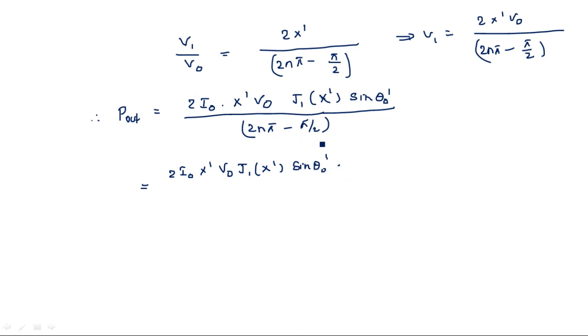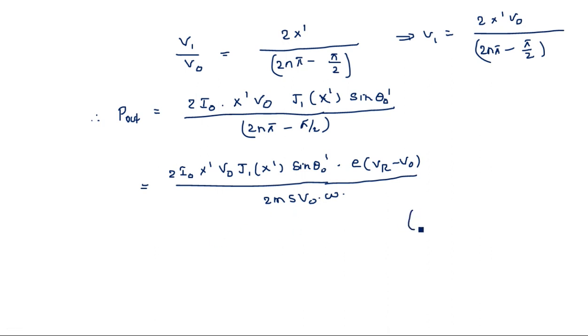You can rewrite this 2n pi minus pi by 2 as E into Vr minus V naught divided by 2m s V naught into omega. The theta is the phase angle with respect to the angular velocity omega. What do you mean by S? S is the Reflex space distance that the electron is traveling.